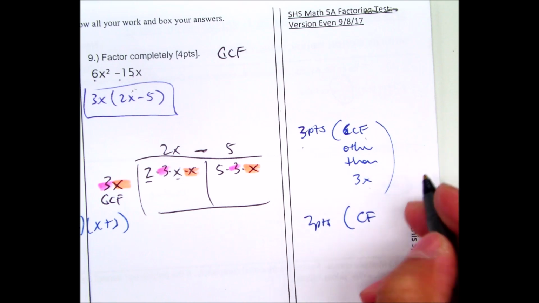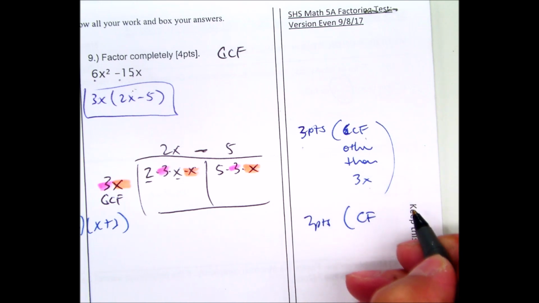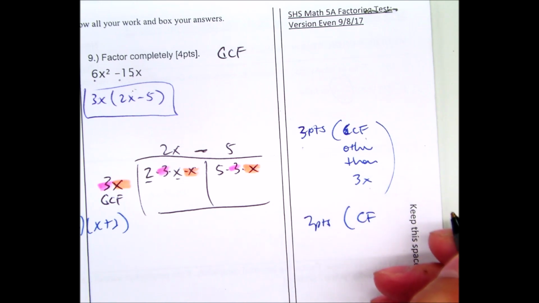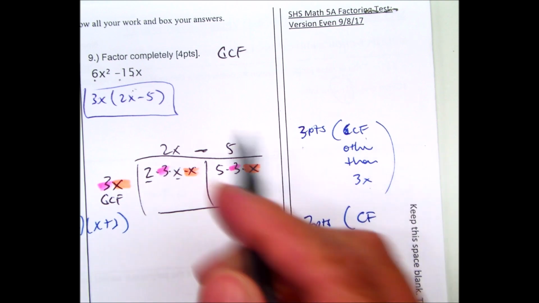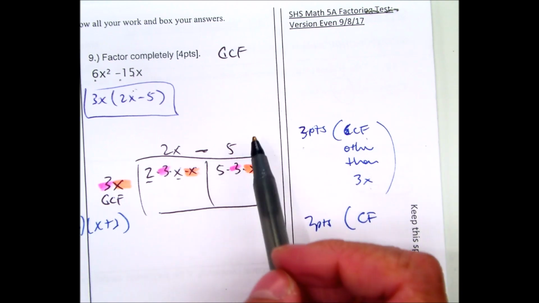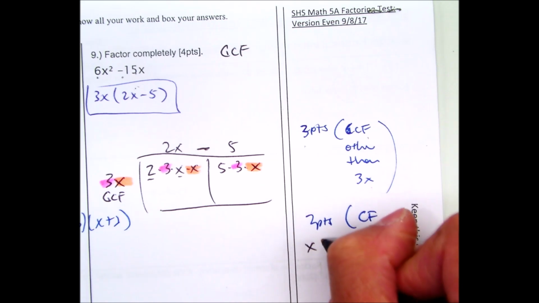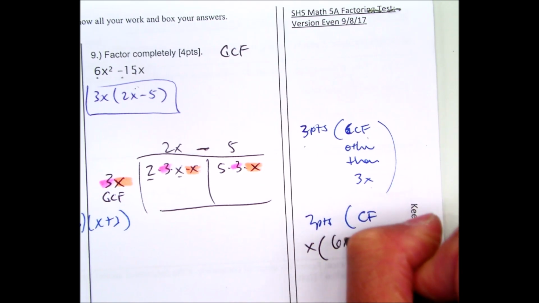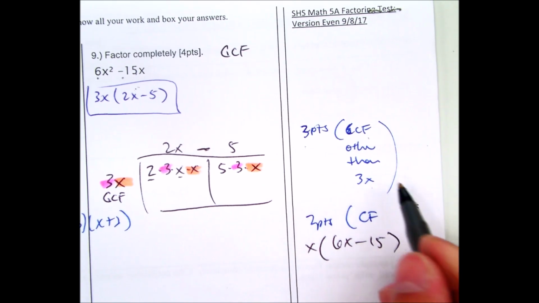And then I gave you 2 points if you just found a common factor. Like you just wrote something like x, 6x minus 15 or something like that.